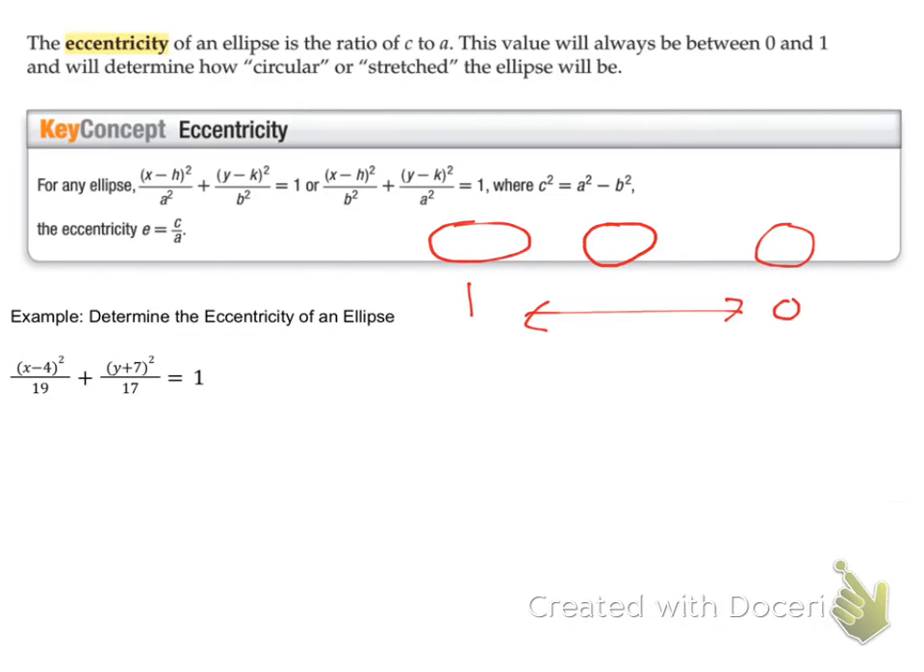Okay? So, given the equation there, determine the eccentricity of that ellipse. On your own, find a, find c, and tell me the value. To make this happen, all I need to know is a squared and c squared, and take the square roots. But I need a squared and b squared to find c squared. A squared is equal to what? It's 19. It's the larger number. Which means a has to equal the square root of 19.